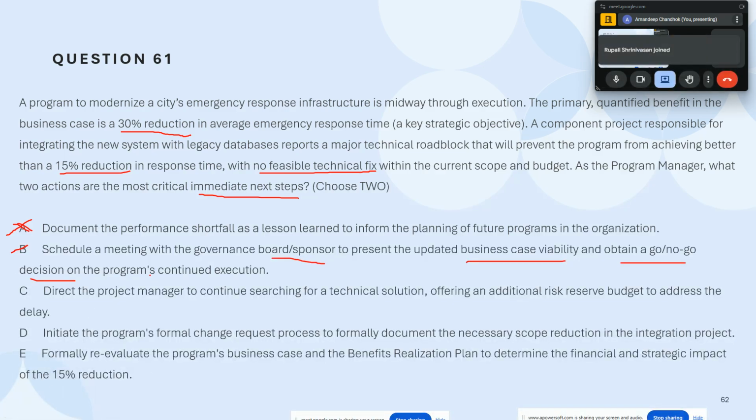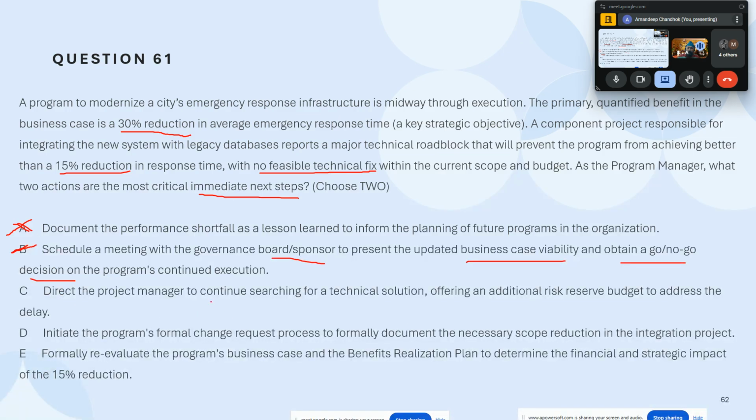So in that case, that decision is not the program manager's alone. That decision has to come from the governance board. So B is yes, our benefit has come down by half. Would we do this? Definitely we would do this. However, we are just going to park this and read out the following ones.